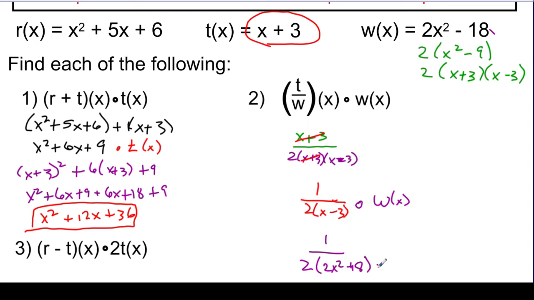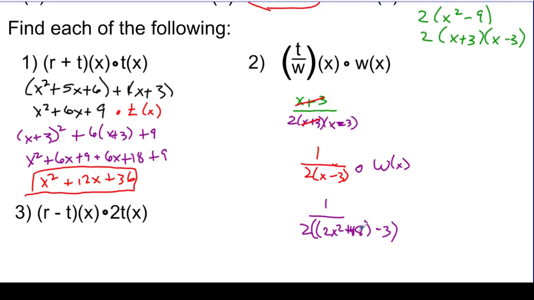minus 3. Okay, so what I did was I took the bottom expression, right, this has got a big parentheses around it, and I put the x right here, and I put 2x squared plus 18. It's tough to see that 18. Okay, and now I just need to simplify again. So again, I'm going to combine like terms here.